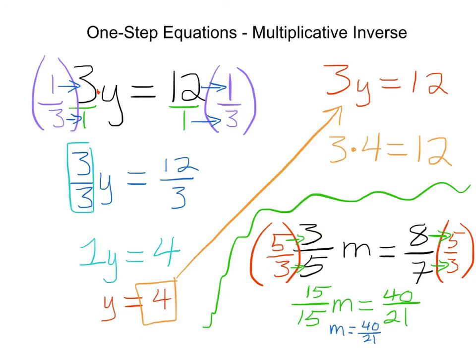But this is why multiplicative inverse is so much simpler than trying to do this problem in your head. If you had to solve 3/5 m equals 8/7 and I said you had to do it in your head, I don't think there's a single one of you that could have solved it. But using multiplicative inverse, it's very, very simple. So there you go. That's how you use multiplicative inverse to solve a one-step equation.